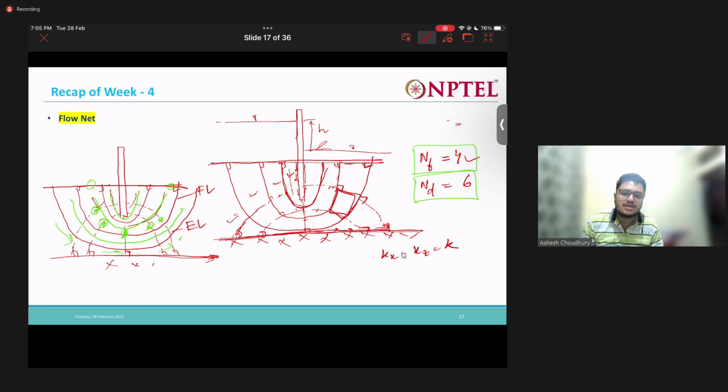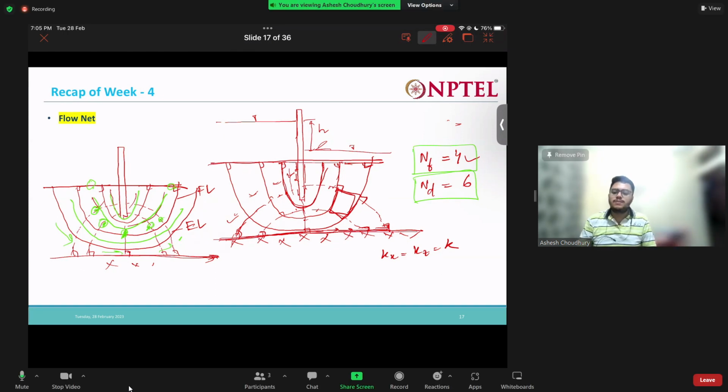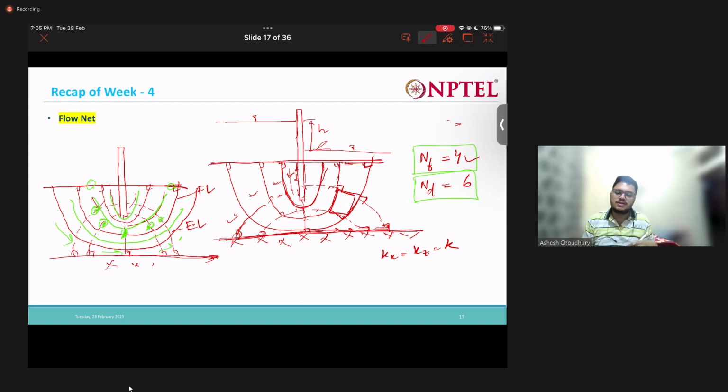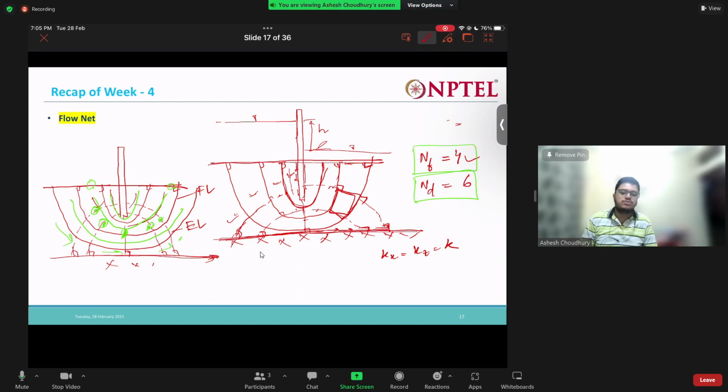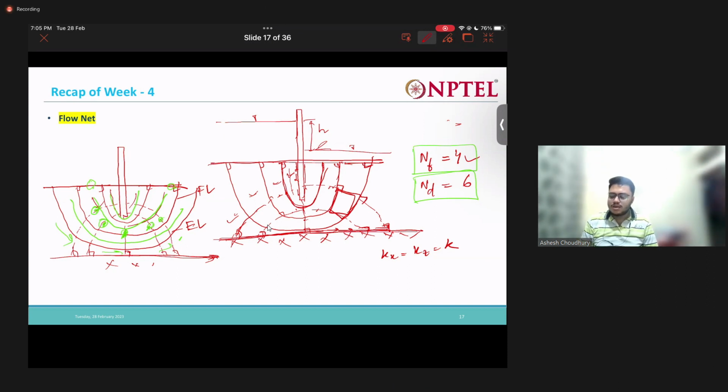These are the criteria we should follow, and keeping them in mind, we can draw on a piece of paper by trial and error. We can erase it and draw again and again, and we can actually construct the flow net. Many software packages are also available using which the flow net can be drawn.